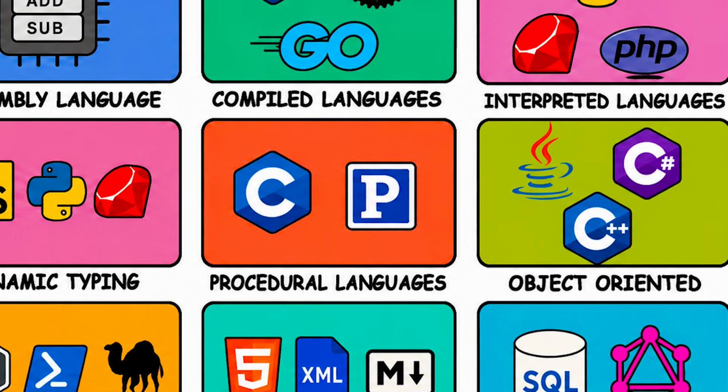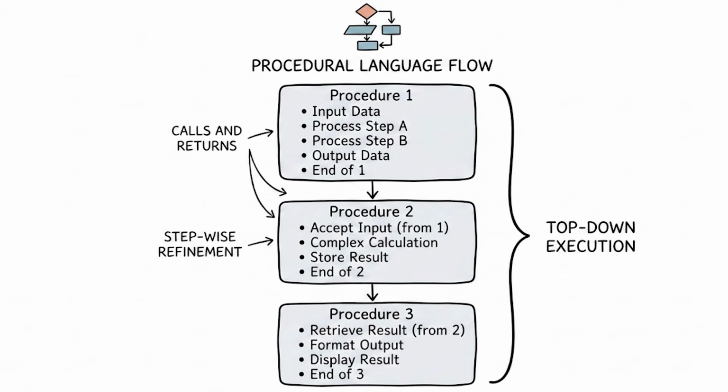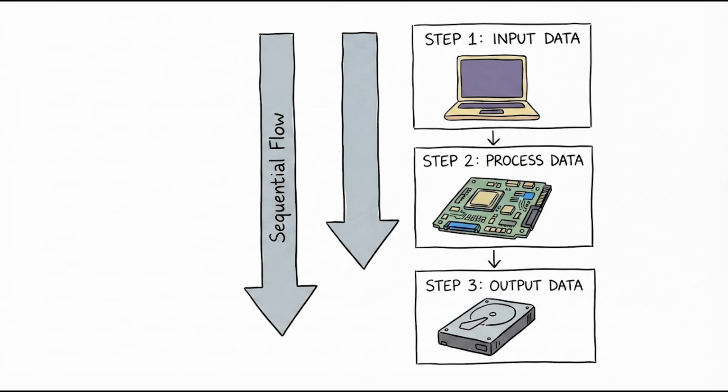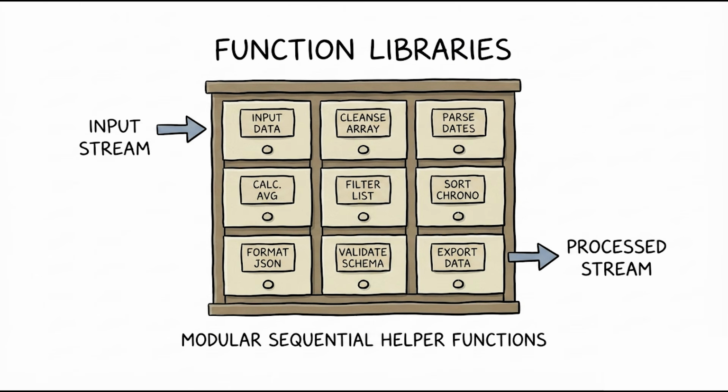Procedural languages, the original way humans organized code. Procedural languages break programs into procedures, step-by-step functions that run in order. C, Pascal, and Fortran are the textbook examples. Think of it like following a recipe top to bottom. Step 1, then step 2, then step 3. No detours, no surprises. The defining trait is straightforward control flow. You know exactly what happens and when it happens. Predictable, readable, and for a lot of problems, genuinely all you need.